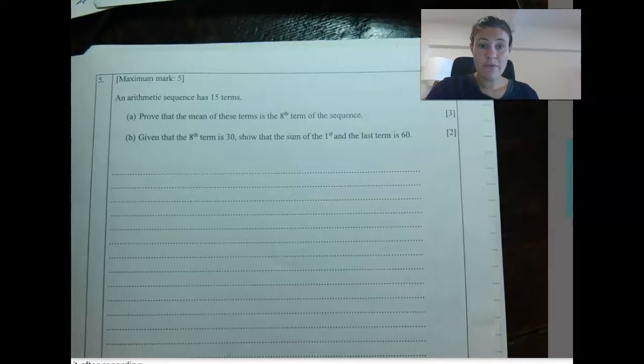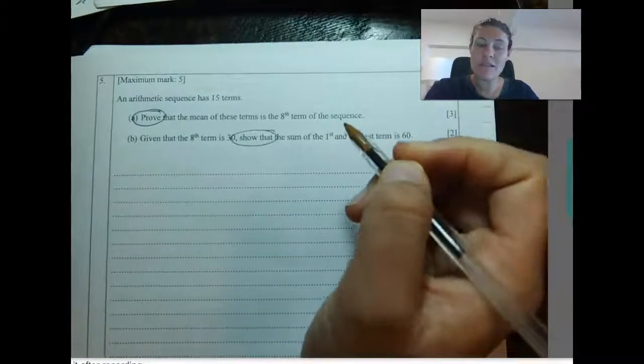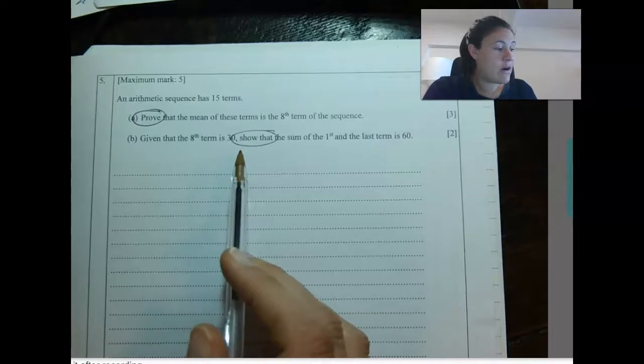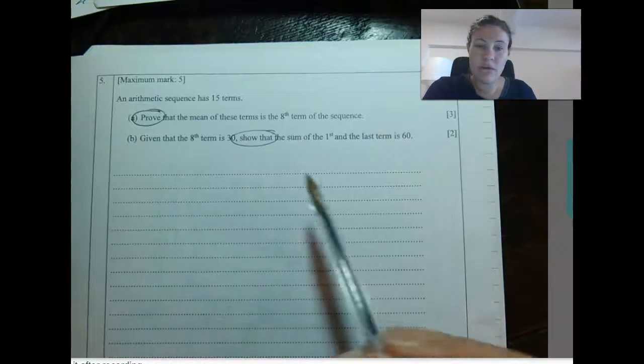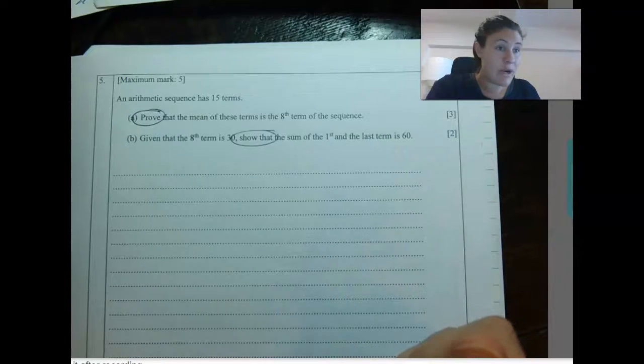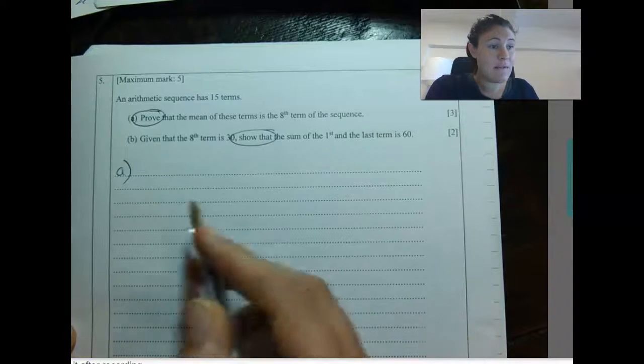For question 5, we're looking at a proof. Okay, so part A, prove, part B, show that. It's essentially the same idea, is that we're using algebra to get a result. So we can't at any point assume the result that we are given. We have to make sure that we are proving it algebraically. And there are a couple of different ways you can go about each of these.